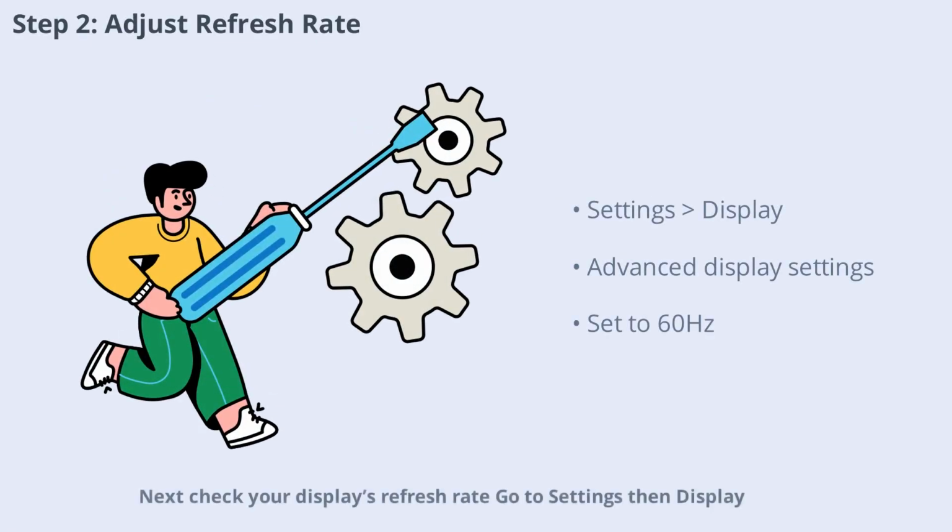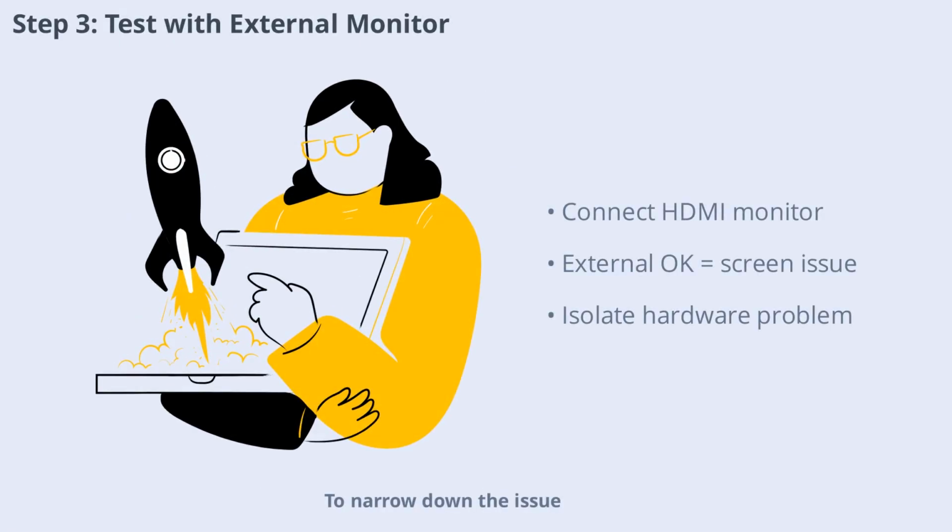Next, check your display's refresh rate. Go to Settings, then Display, and select Advanced Display Settings. Make sure the refresh rate is set to the recommended value, usually 60 Hz for most laptops. An incorrect refresh rate can cause instability and flickering, so this adjustment is crucial for a stable display. To narrow down the issue, connect your laptop to an external monitor using an HDMI cable.